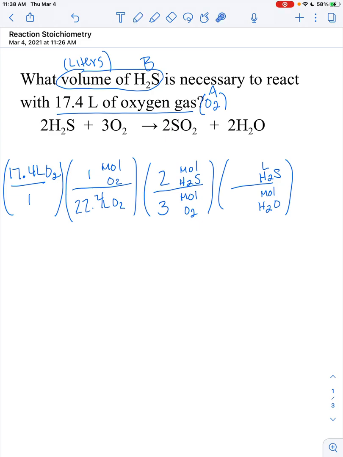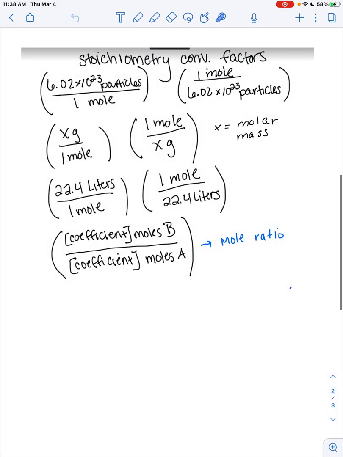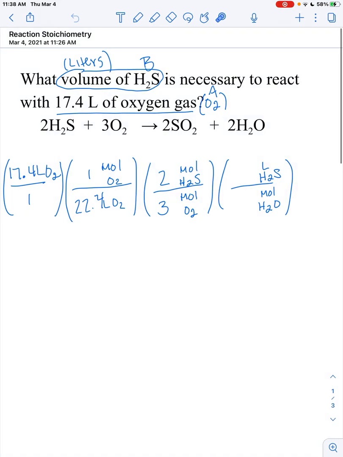And then our last factor has liters on the top, moles on the bottom. So we have right here, liters on the top and moles on the bottom. So we'll copy those numbers right here. And then to solve, we'll multiply across the top and then the bottom and divide. So we end up with 11.6 liters of H2S.